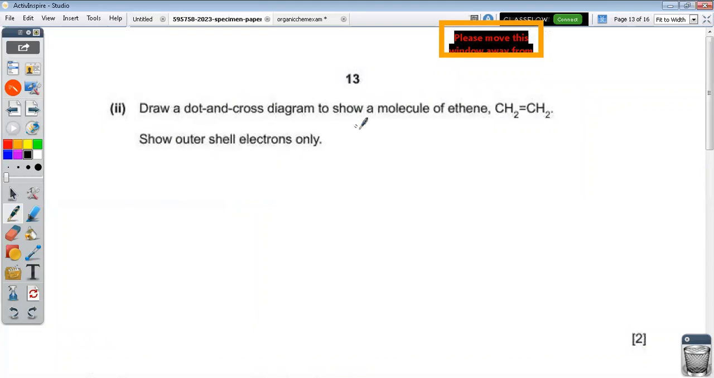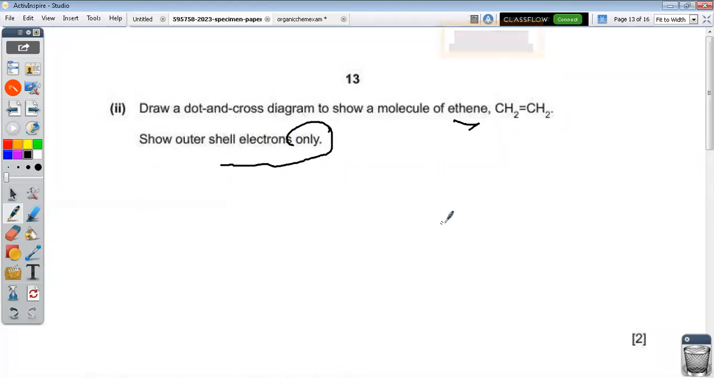Draw a dot and cross diagram to show a molecule of ethane showing outer electrons only. Chemical bonding, covalent. If it's a double bond, I want you to pay attention to this. What it simply means is a double pair like this. I'm sure you know that. That's what it means, because I've got a double bond here, one pair that are sharing. Clear? Okay.